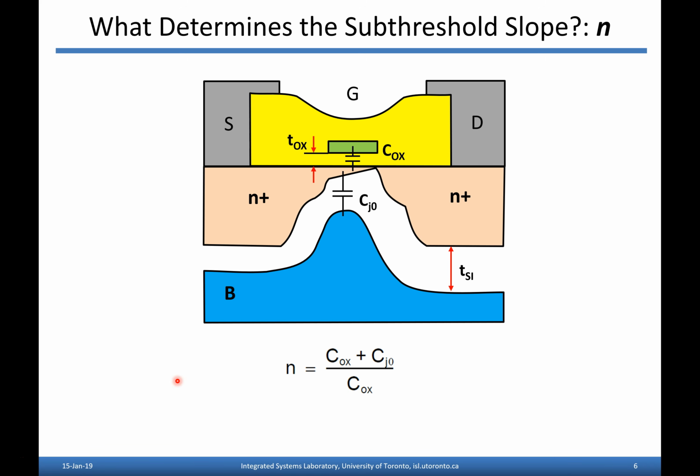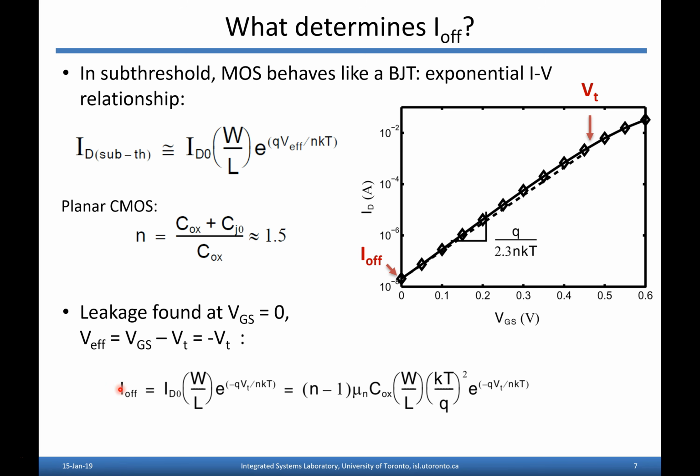So N is essentially related to the ratio of Cox, which is our gate oxide capacitance. That's the capacitance through which we actually turn the transistor on and off, through which the field effect happens of the FET. The ratio of that and this kind of backgate capacitance, so the capacitance between the body and the channel, the junction capacitance, CJ0. So that ratio determines N. So N shows up in the subthreshold current I off as shown here.